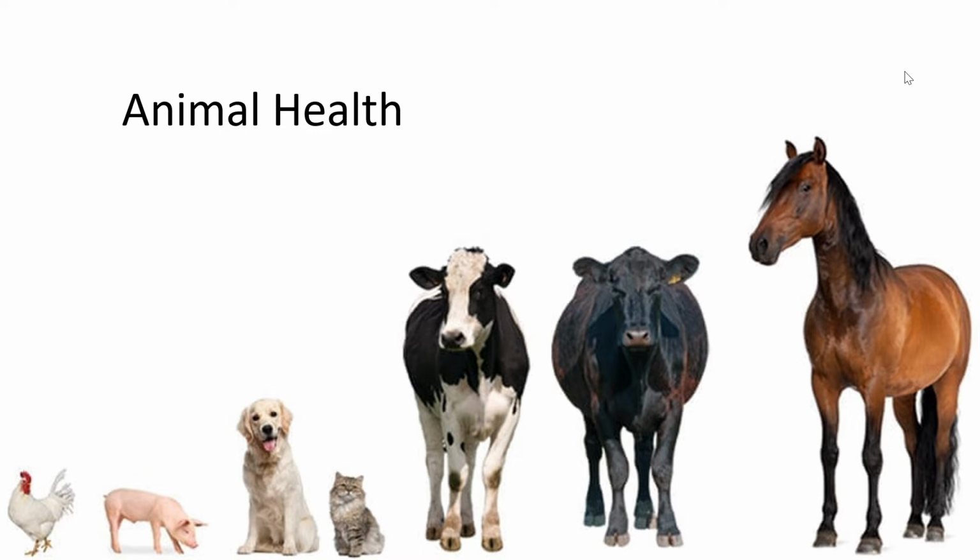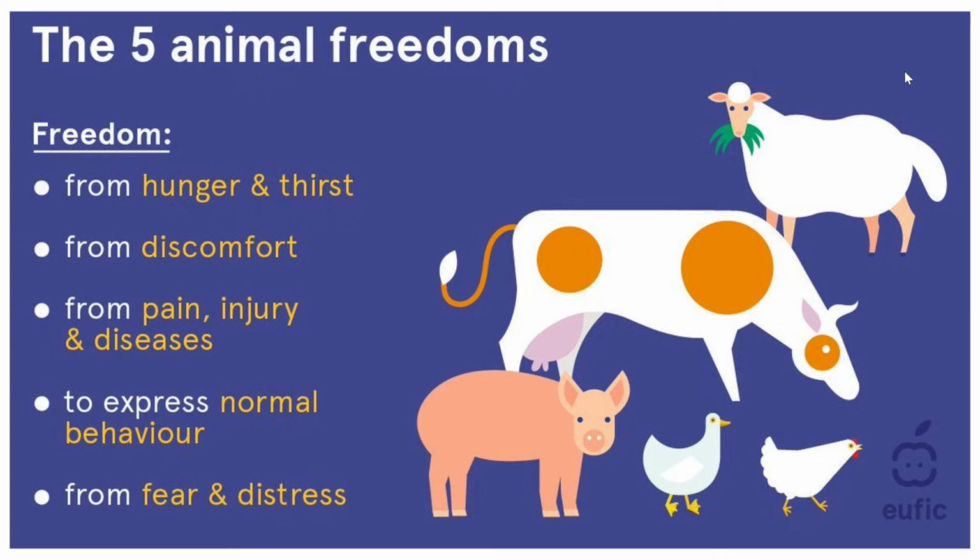Okay, so today we start with an entirely new topic, and it is animal health. After we've looked at the reproduction of animals, the behavior of animals, the management of animals, and so on, now we need to look at how to keep them healthy. Before we head into different parts of animal health, there are 5 main things, called the 5 animal freedoms, that you must be aware of.